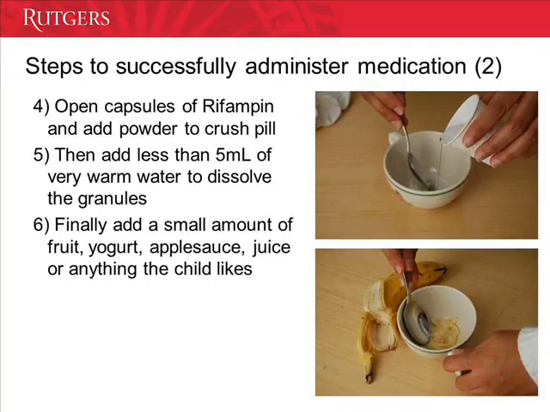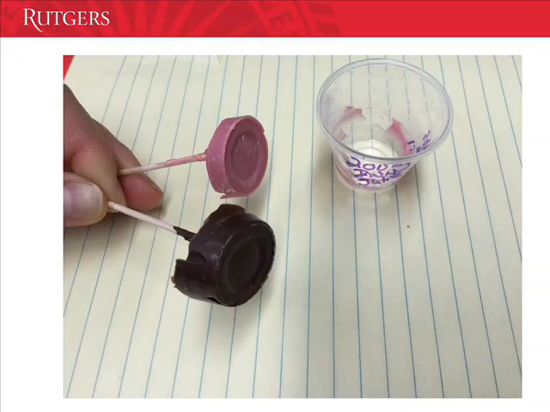And then the main key is to add the medication to a food that the child likes. Surprisingly, not all children like applesauce. So you really want to find out what that child likes. You could add it to fruit, yogurt, to juice, anything the child likes.